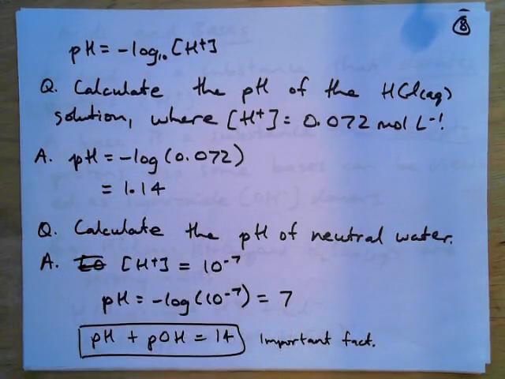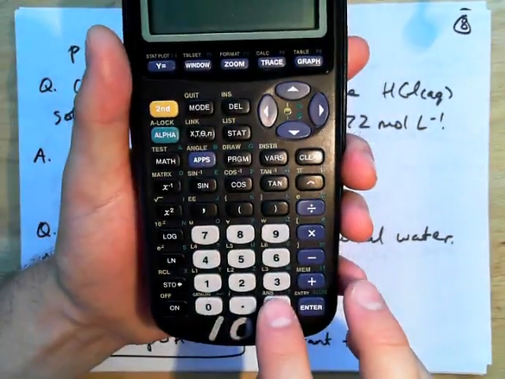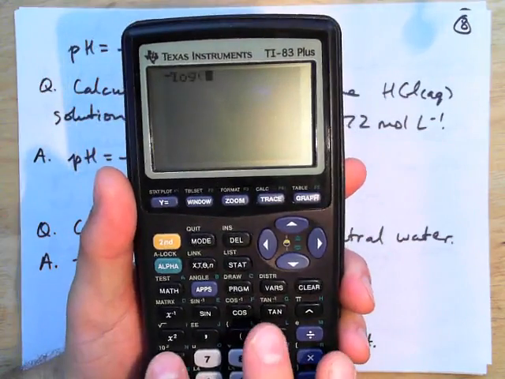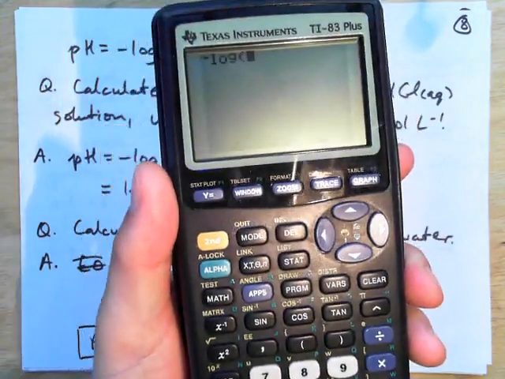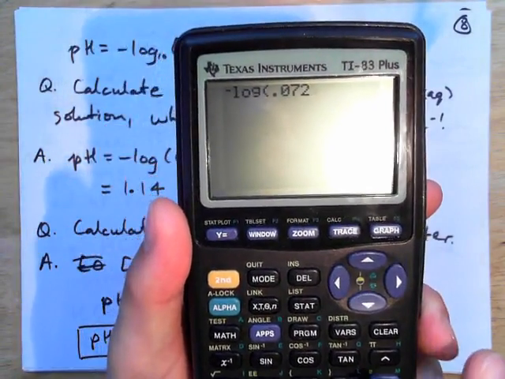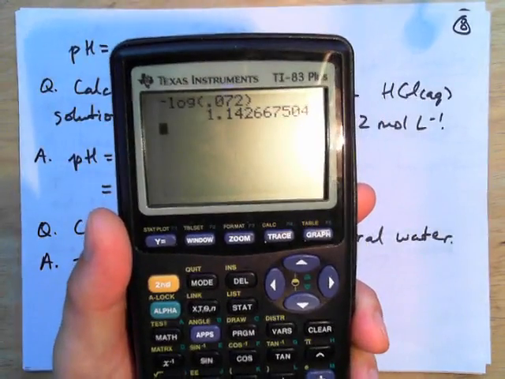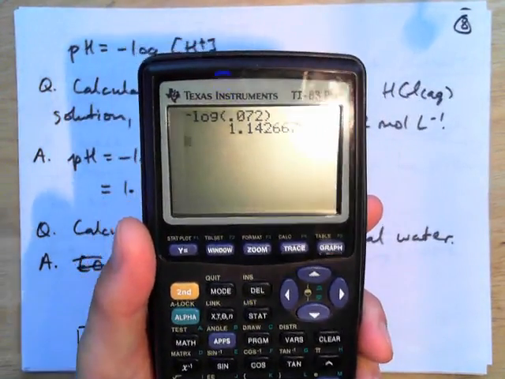Try and make sure you can do that on the calculator. All you do is you put in the negative button, negative, and then log of 0.072, and that will give me 1.14 as the pH.